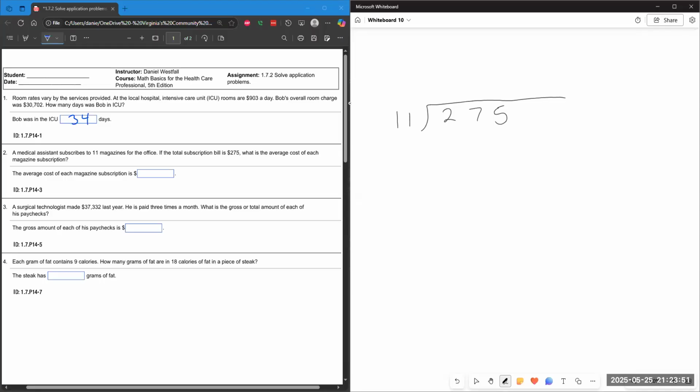11 doesn't go into 2, but it does go into 27. 2 times 11 is 22 with a difference of 5. Bring down that 5, and then 11 goes into 55 5 times. 5 times 11 is 55 with a remainder of 0. And so we have an average subscription price of $25 per subscription.